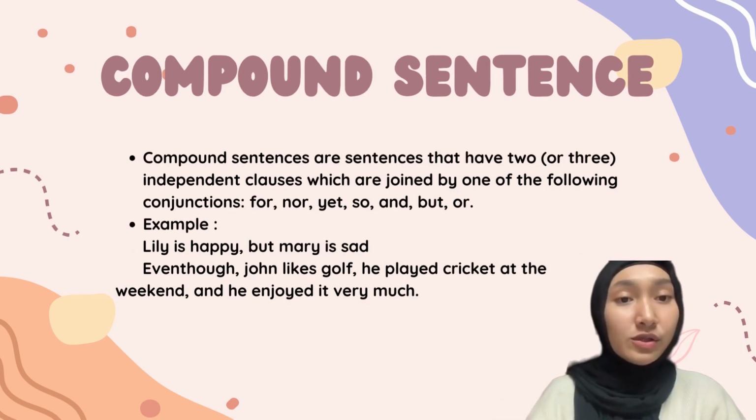Next, I would like to address my thoughts on another sentence type, which is the compound sentence. As shown in the previous video, I do not agree with the statement that a compound sentence contains only two independent clauses. In fact, a compound sentence can contain two or three independent clauses connected by a coordinating conjunction, for example, for, nor, but, yet, so, etc. For example, Lily is happy but Mary is sad. This example consists of two independent clauses.